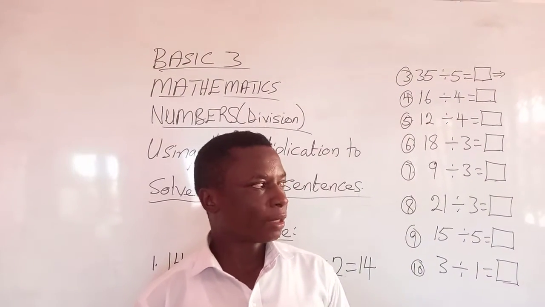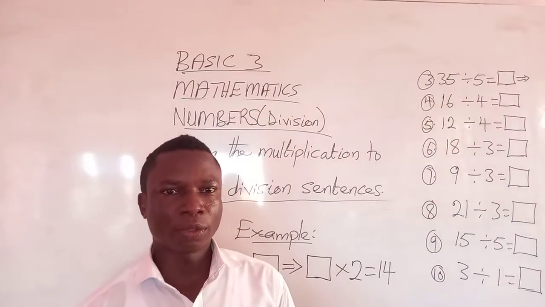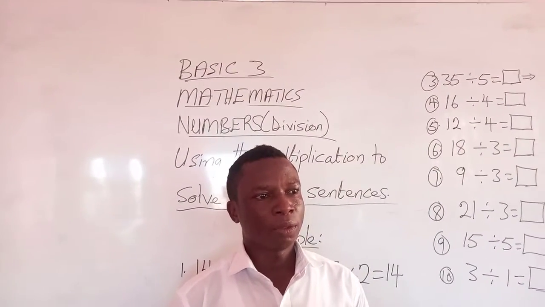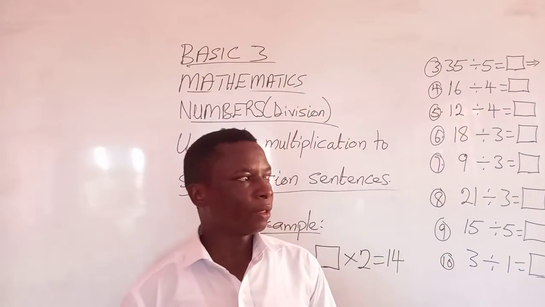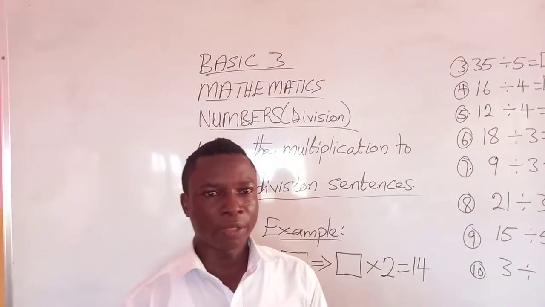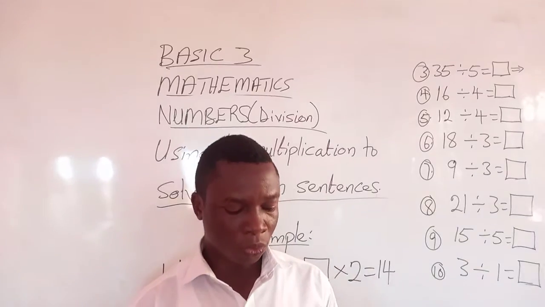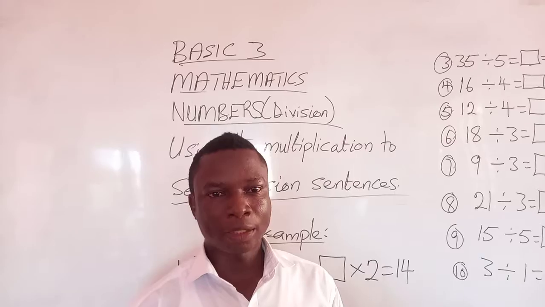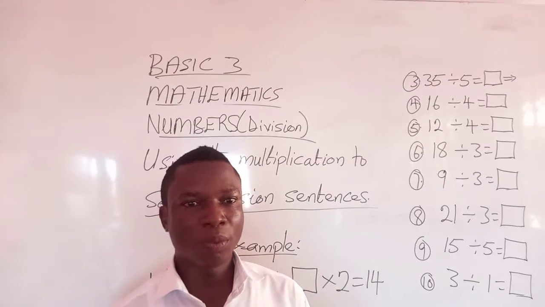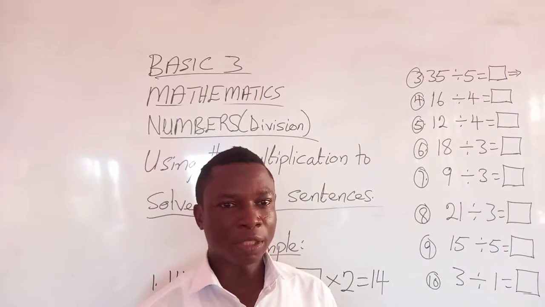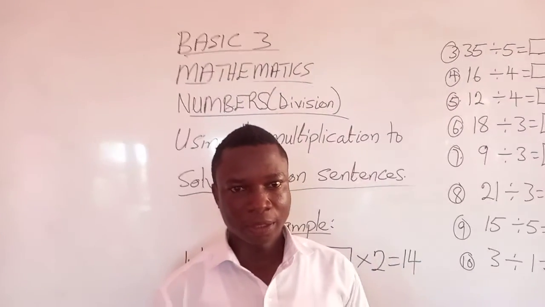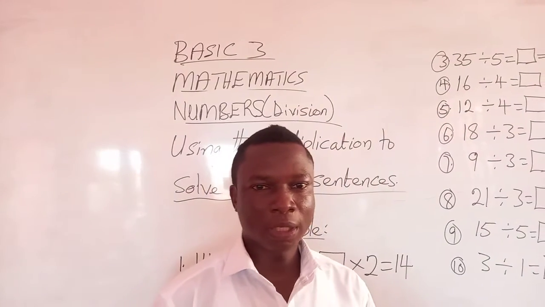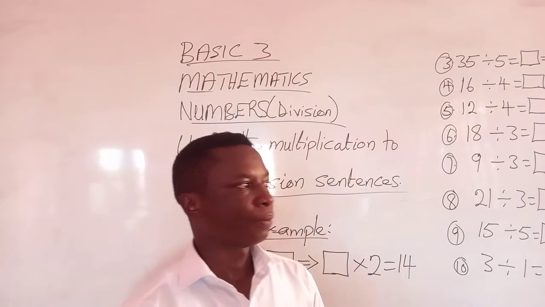We'll be looking at numbers. We are still on division. We started earlier on by looking at sharing equally, or equal sharing, using division. We also continued the lesson in our previous one by looking at repeated subtraction. Today we'll be looking at division using multiplication. Alright, let's quickly look at some examples.